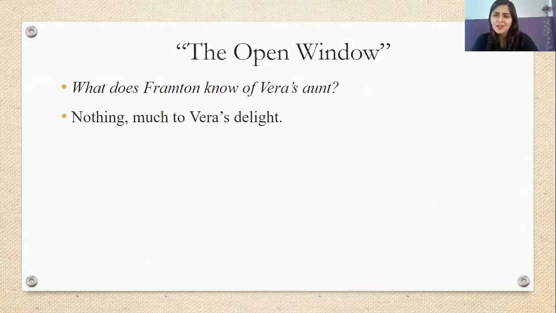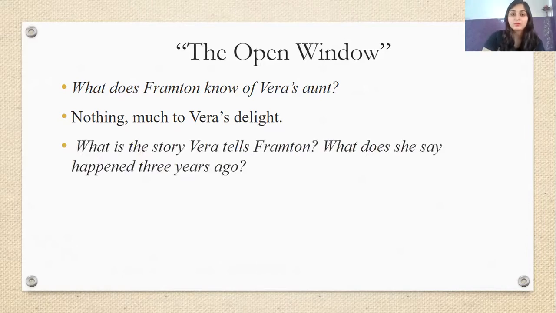Now, why Vera's delight? Vera was very happy as she had come to know that Frampton does not know her aunt. Because if he knew her aunt, she could not prank him, correct? And she could not trouble him. So she had to be very good. But once she comes to know that he does not know Vera's aunt, she starts playing a prank with him.